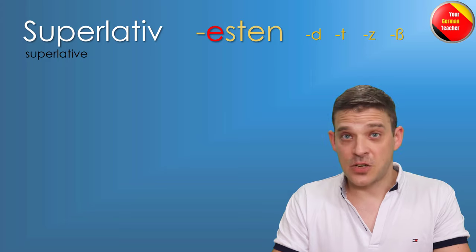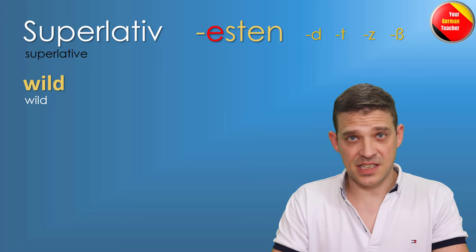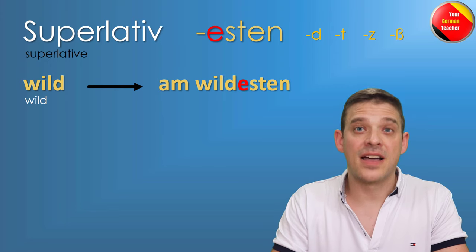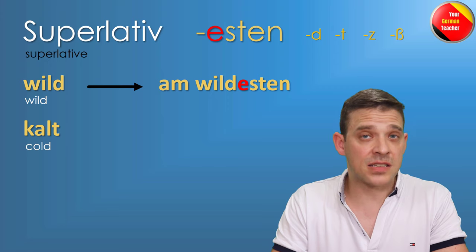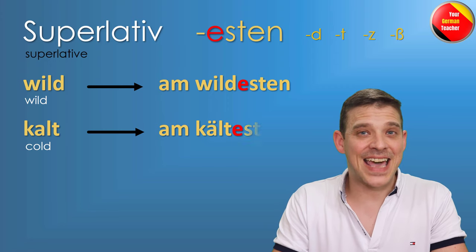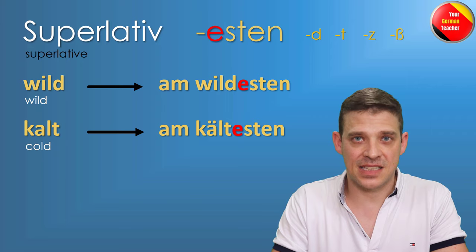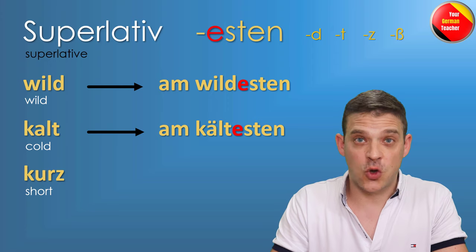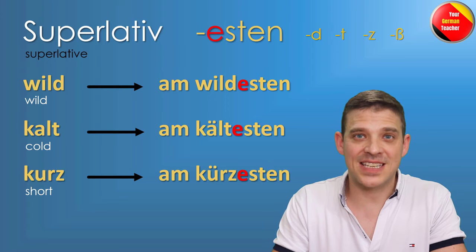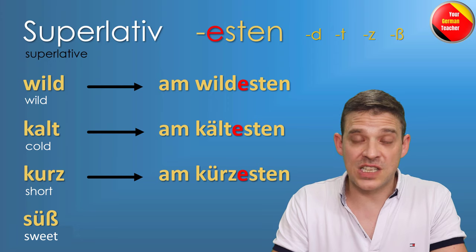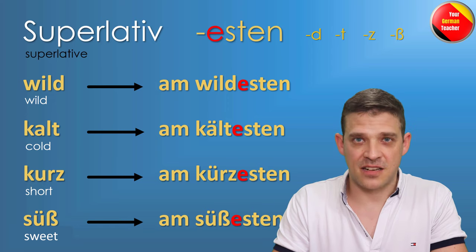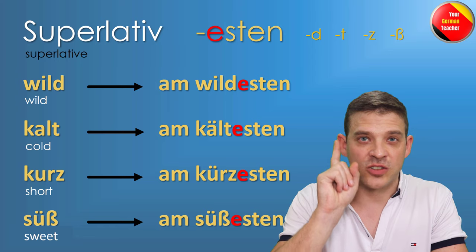Zum Beispiel machen wir ein Beispiel mit D, wild. Wild is wild. Becomes am wildesten. Oder kalt. Kalt is cold. Am kältesten. Oder kurz. Kurz is short. Am kürzesten. Oder süß. Süß is sweet. Am süßesten. And there's one important one called groß.